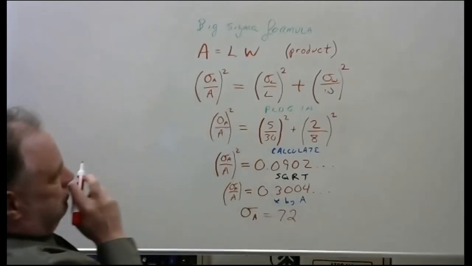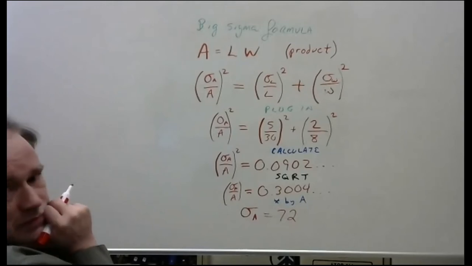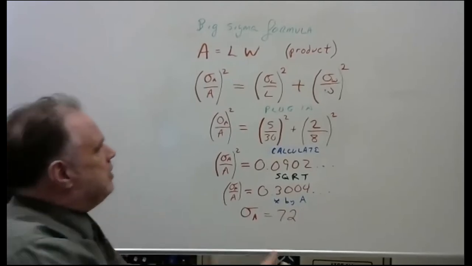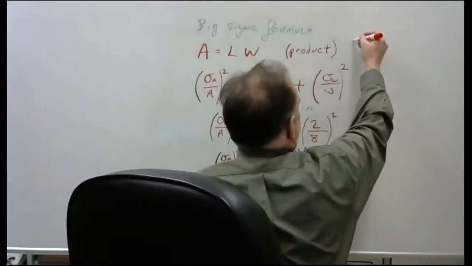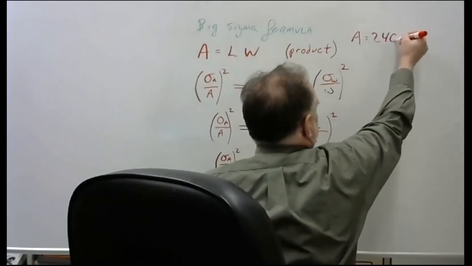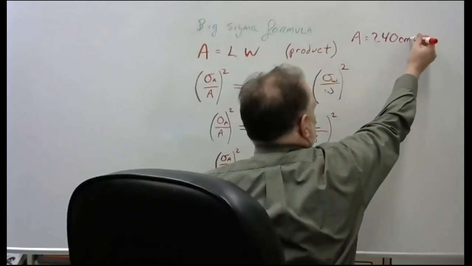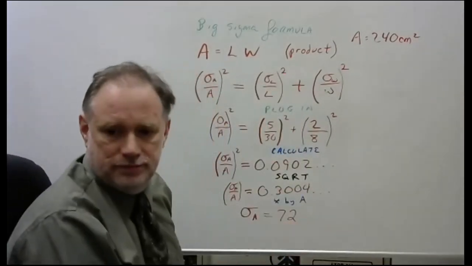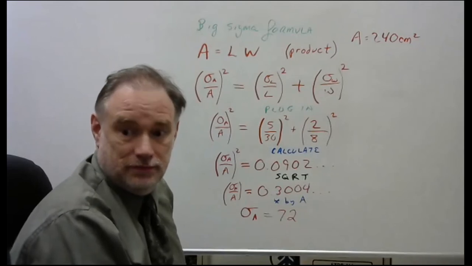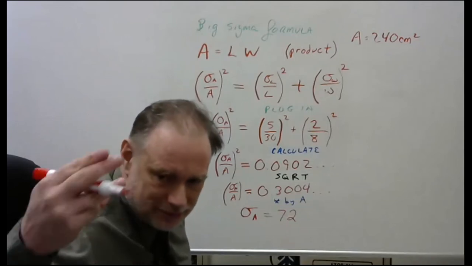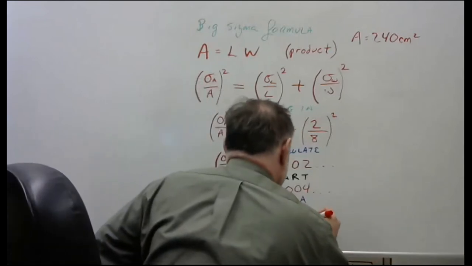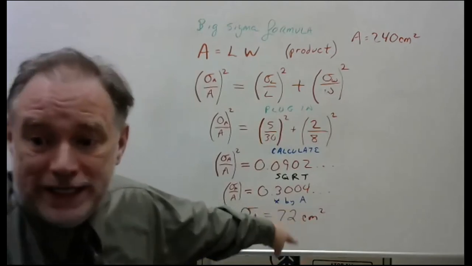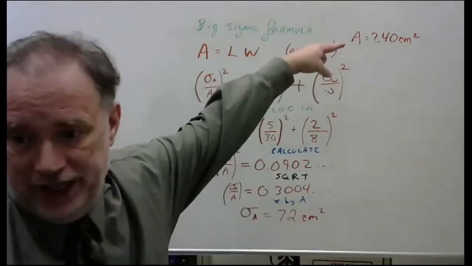Units of this. Okay, what were the units of the area? So remember we found area equals 240. What were the units of that? Centimeters squared. The sigma would have what units? Centimeters squared. There you go. And uncertainty will always have the same units as the thing itself.